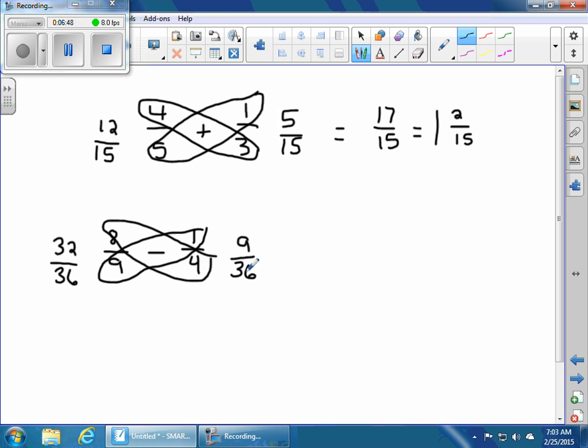So 4 times 9 gives me 36. 1 times 9 gives me 9. 9 times 4 gives me 36. 8 times 4 gives me 32. That's the reason it works.